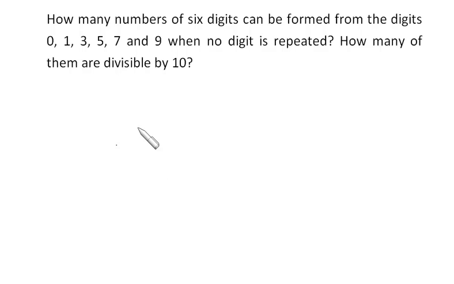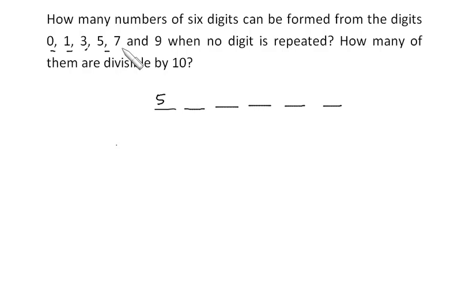Now let's try this question. How many numbers of 6 digits can be formed from the digits 0, 1, 3, 5, 7, 9 when no digit is repeated, and how many of them are divisible by 10? Right? First of all, we have to create 6 digit numbers and we have 6 digits only. So for the first place, we have 6 choices, but if we put 0 at the first place, the number will be of 5 digits, not of 6 digits, right? So how many choices do we have for the first place? It's 5, right?